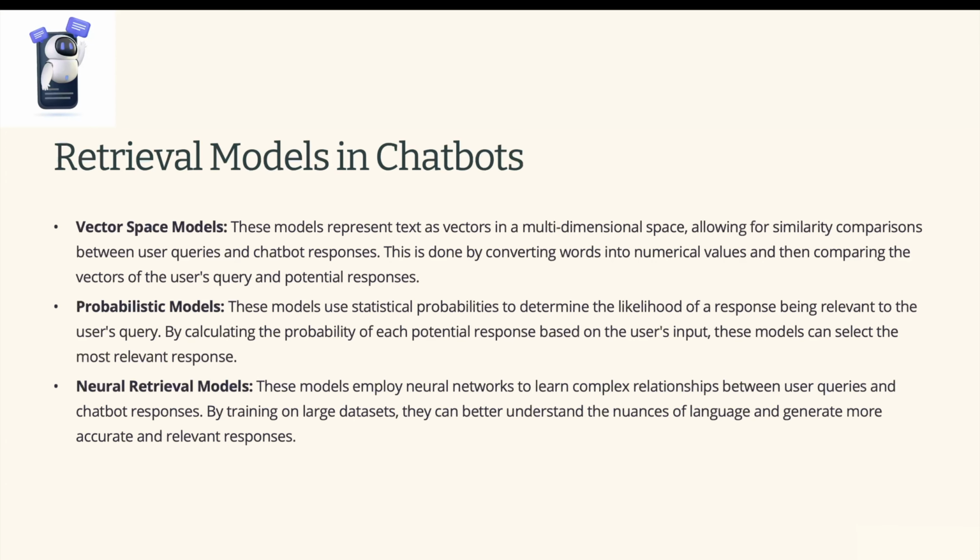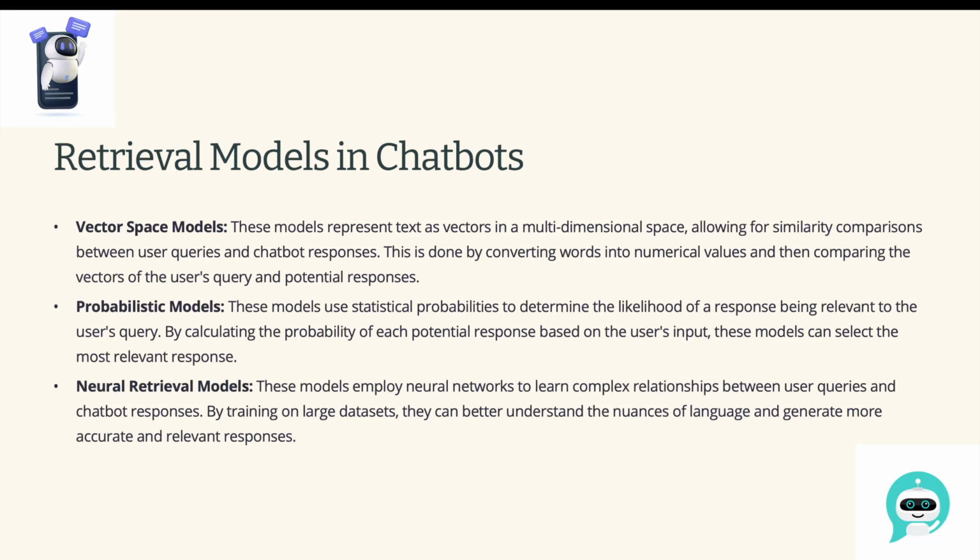Now I am going to explain about retrieval models in chatbots. Chatbots rely on three main retrieval models. First one is vector space models, second one is probabilistic models, and third one is neural retrieval models. Now vector space models represent text as vectors in a multi-dimensional space, enabling the chatbot to compare similarity between user queries and potential responses by analyzing word vectors. This allows the chatbot to provide responses based on the closeness of vector representations.